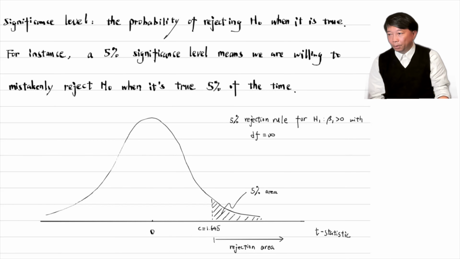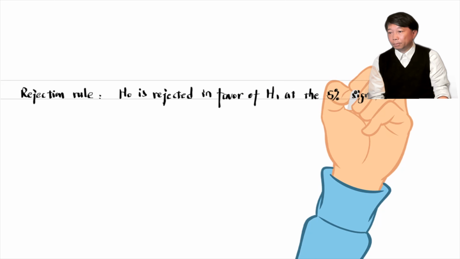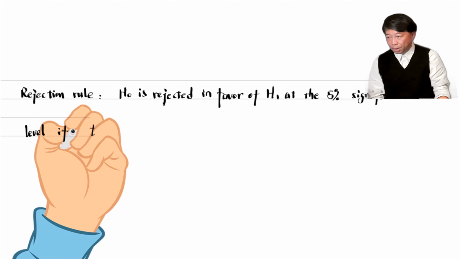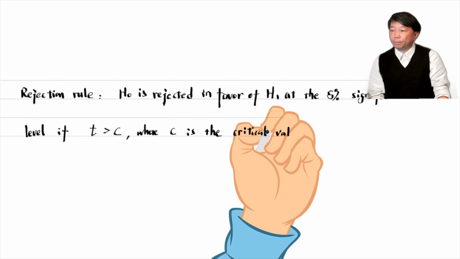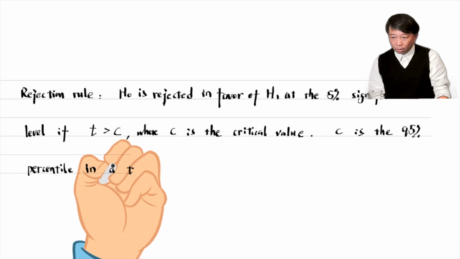The T-statistic follows a T-distribution, as shown in the graph. We are looking for a sufficiently large positive value of the T-statistic in order to reject the null hypothesis that beta 1 equals zero in favor of the alternative hypothesis that beta 1 is greater than zero. This sufficiently large value with a 5% significance level is the 95th percentile in a T-distribution with n-k-1 degrees of freedom. It is called the critical value.